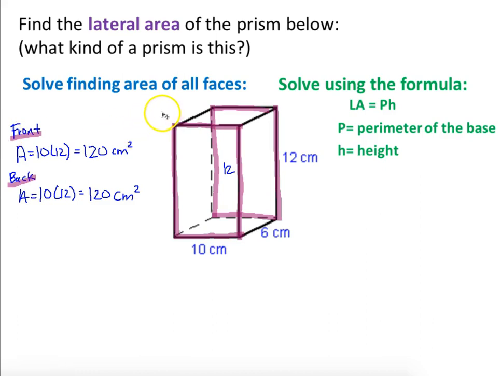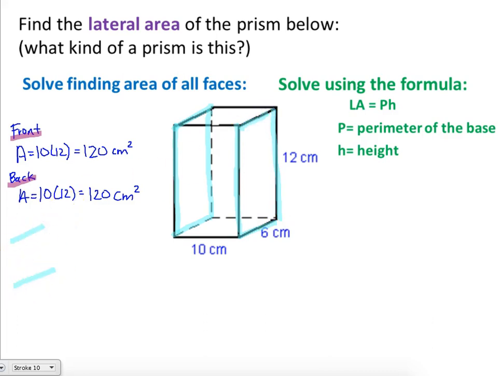Or we could have just multiplied that by 2, but I wanted to point out that those have the same dimensions. I'm going to get rid of that highlighting because now we're going to do the left and right side. I'm going to highlight those differently so that we can focus on finding the area of those lateral faces. Let's do that in blue. So we've got the left side and the right side. They have the same dimensions. So let's go ahead and do the left and right faces.